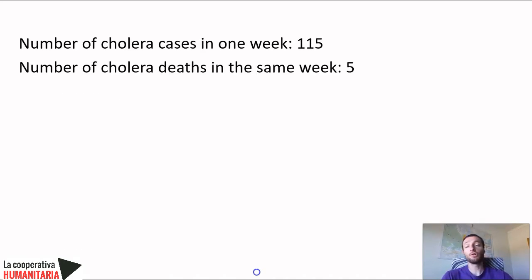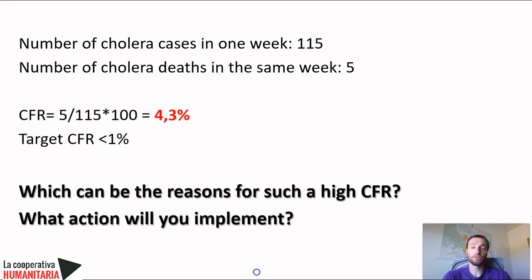So good. Now you can calculate the case fatality rate. Can you do it? Calculate the case fatality rate and try to see if it's a high or a low case fatality rate. Normally, each disease has its own case fatality rate. Let's check if, for cholera, the rate you receive is a high one or a low one. Can you go for it? Okay, the correct answer is 4.3%. So 5 deaths over 150 cases, it's 4.3%. That's a very high case fatality rate. The target in a good intervention would be under 1% of case fatality rate.